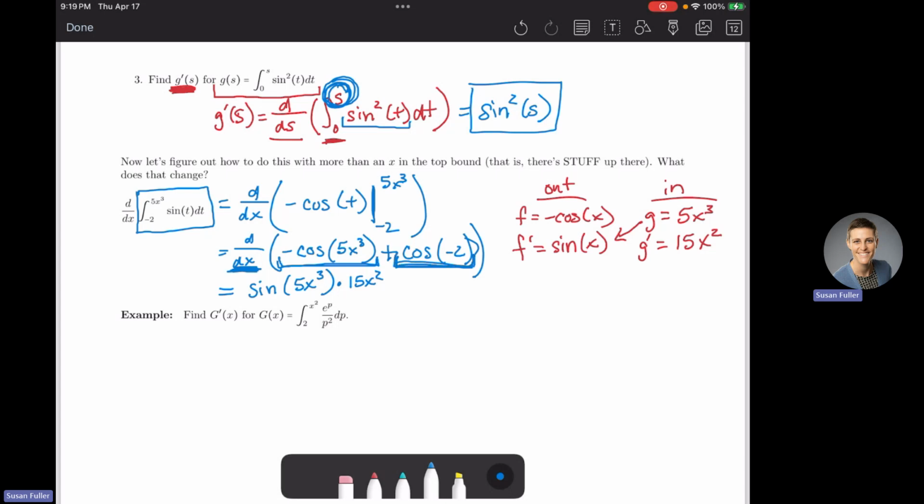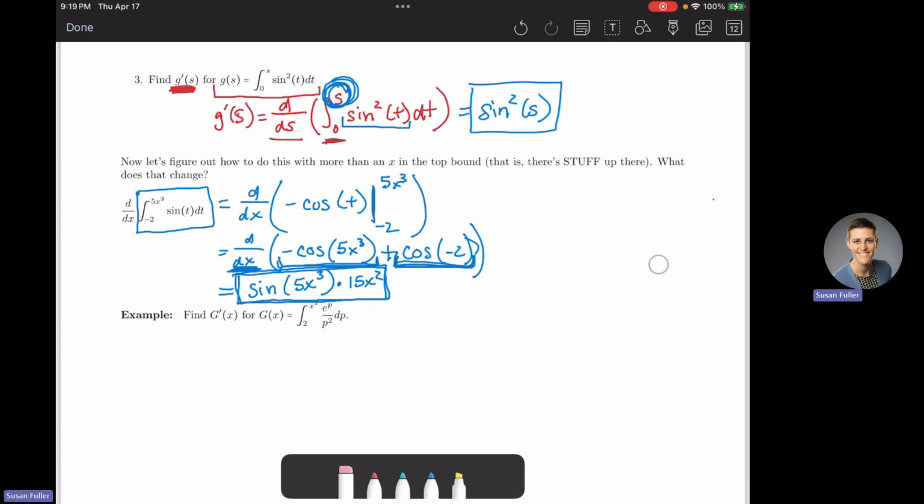There's no variables in here. This is a number. The derivative of any number is 0. So this is my final answer: the sine of 5x to the third times 15x squared. Okay, now let's think about, I'm going to erase this just for a second because I want a little bit more space here.